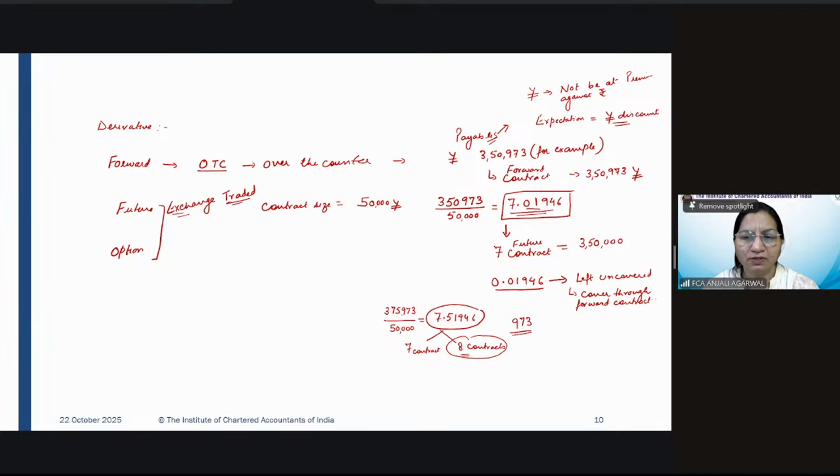And also in case of receivables, if you think the other currency is at a premium and it is receivables, you would like to delay the receipt of payment.